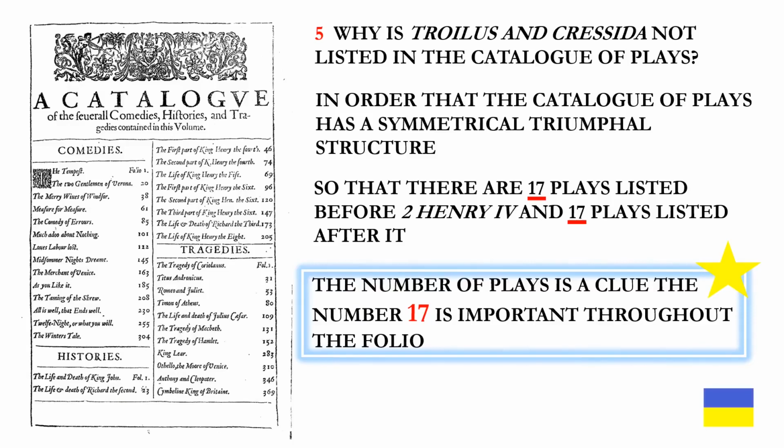Why is Troilus and Cressida not listed? In order that the Catalogue of Plays has a symmetrical triumphal structure, so there are 17 plays listed before the second part of Henry IV, and 17 plays listed after it. Henry IV Part 2 is the location of the only quaternion in the book. The number of plays is a clue. The number 17 is important throughout the folio.